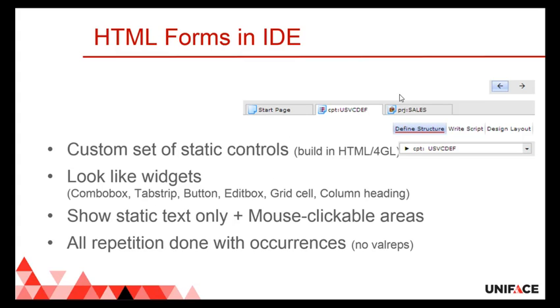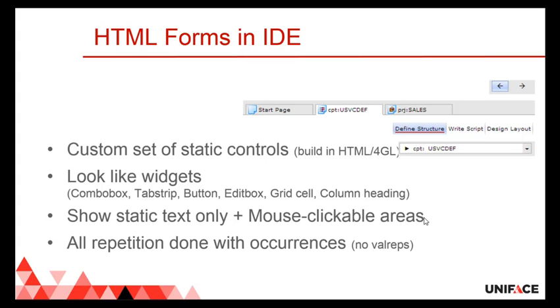So it's a very lightweight set. That was really important because the user interface is so data heavy. It needed to be a very lightweight set. So they're actually not really controls. They're only static pieces of information that look like widgets. So they look like a combo box, a tab strip, a button or an edit box, or a grid cell or a column header or whatever. But actually it is just static text with some visuals around it, like borders and an icon here and there, and you can click on it. That's basically what it is. It's static text with some clickable areas.